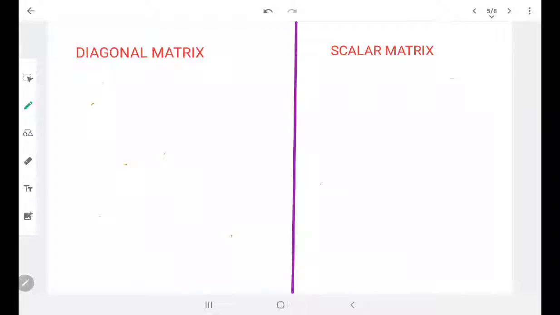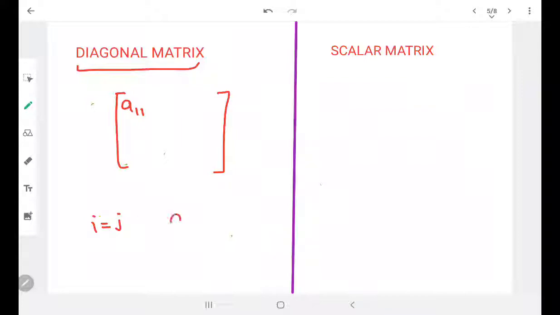Diagonal matrix. First of all, a diagonal matrix should be a square matrix, and the diagonal elements are those where i is equal to j. How to find the diagonal elements? When we take A of ij, whenever i is equal to j, those elements are considered diagonal elements. So A11, then A22, A33. I am taking a 3 by 3 matrix because it should be a square matrix.